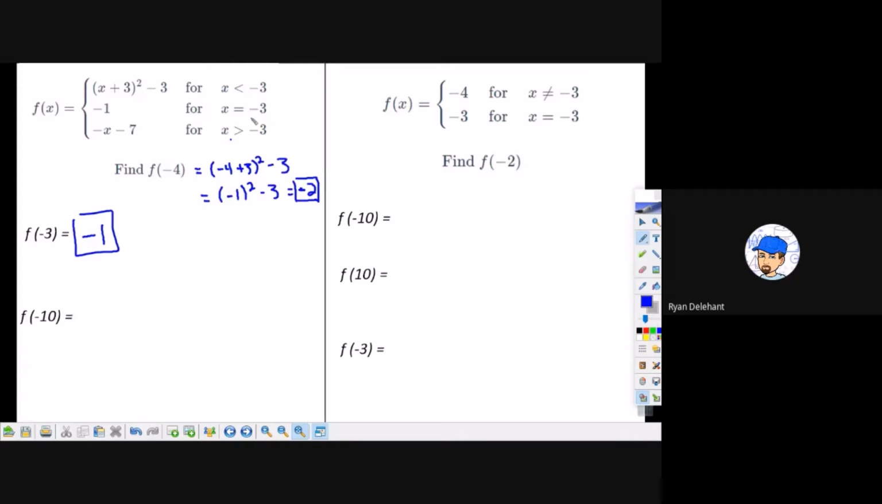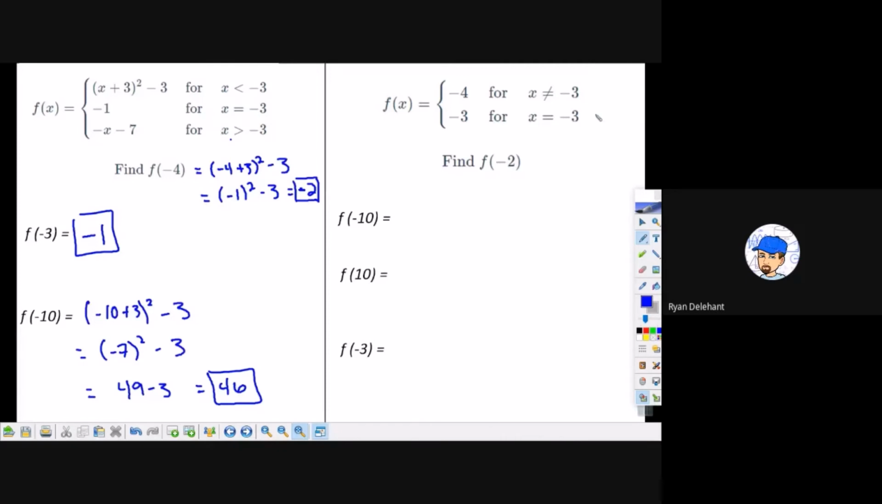-10. -10 is definitely less than -3, so we're going to use the top equation again, and we're going to go -10 plus 3 squared minus 3. So that's -7 squared minus 3. That's 49 minus 3, so we should get an answer of 46. Hardest part of this is looking at your x and picking which equation to use. You're only ever going to use one equation for each x. You've got to pick which space it's in, okay?